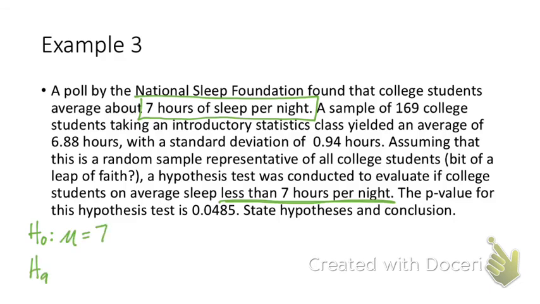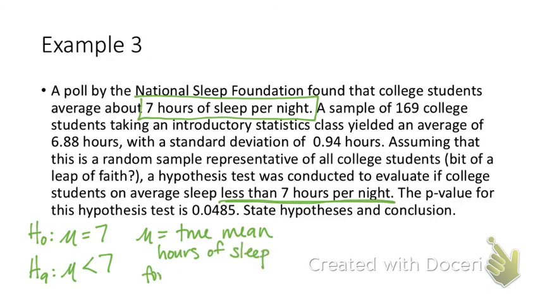My alternative, mu is less than 7. We don't use the sample at all for right now. We'll do that later. Where mu represents what? Average hours of sleep for college students. The true mean hours of sleep for college students.